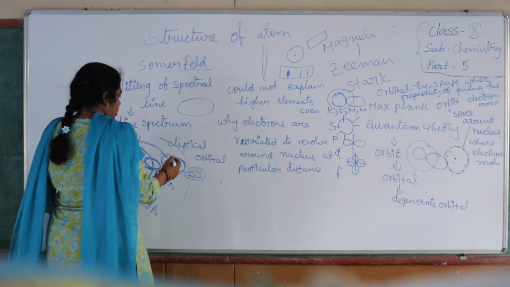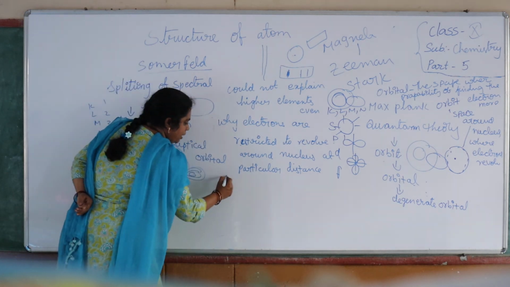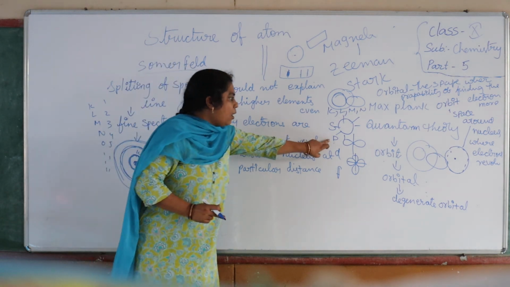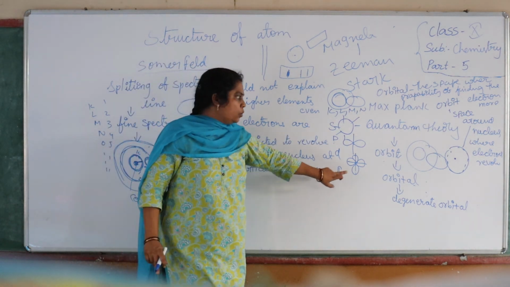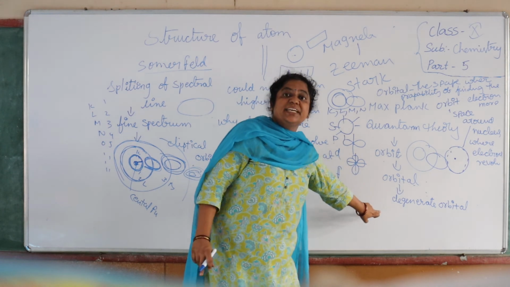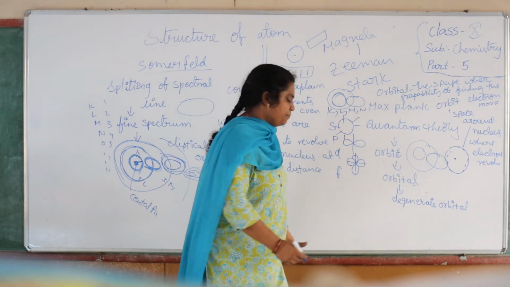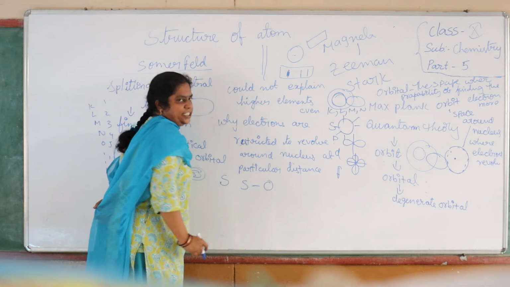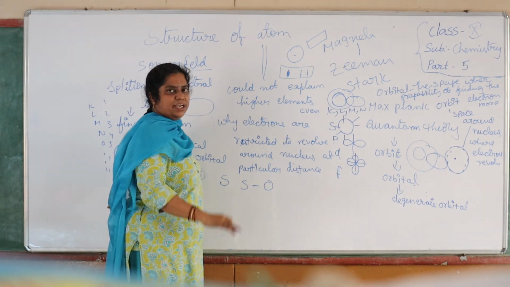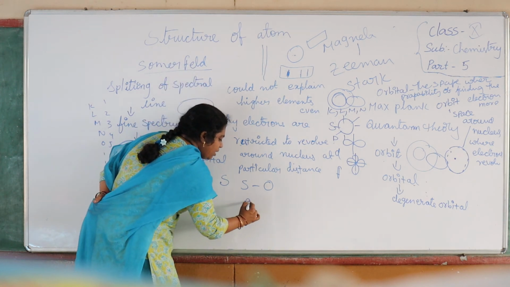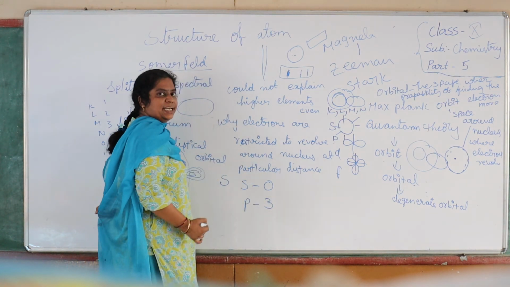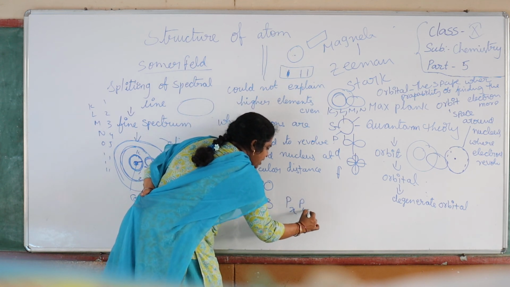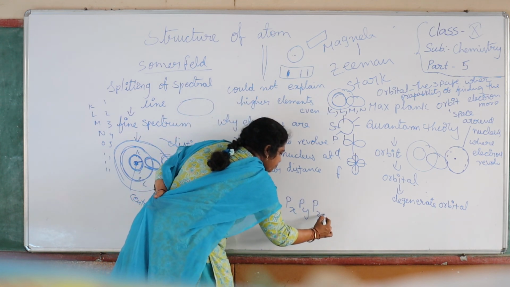I told you there are S orbital, P orbital, D orbital, and F orbital. Each orbital now has degenerate orbitals. The S orbital has 0 degenerate orbitals. That means it doesn't have any degenerate orbital. The P orbital has 3 degenerate orbitals. They are px, py and pz.